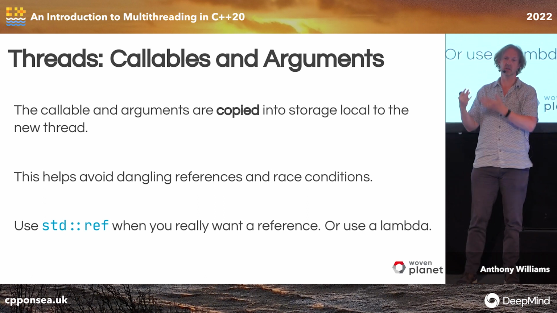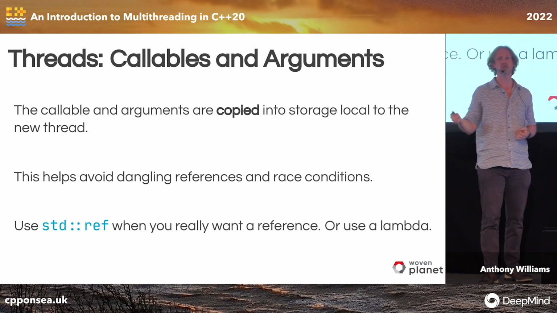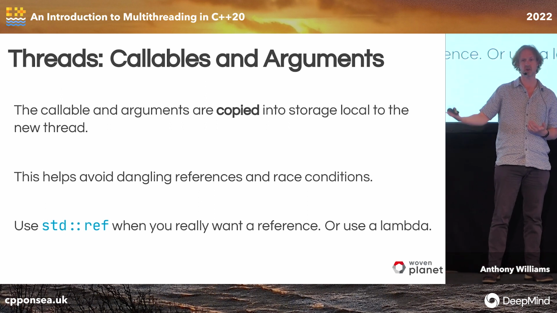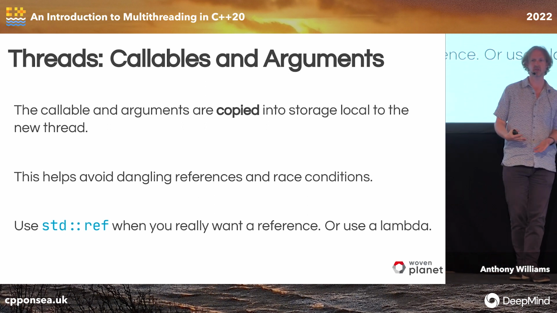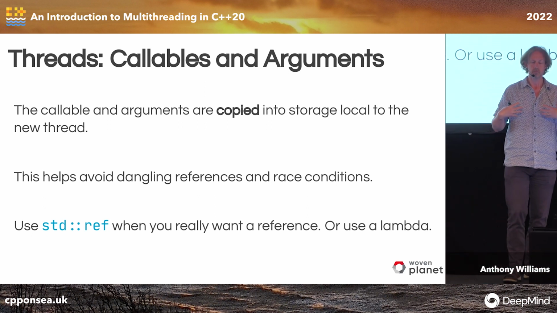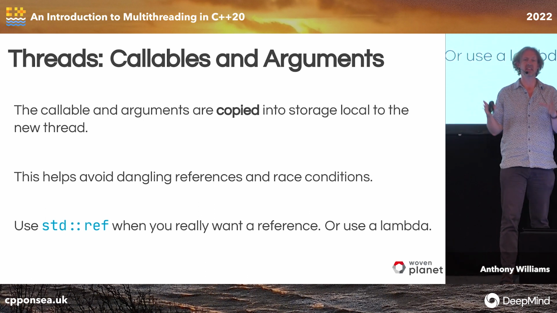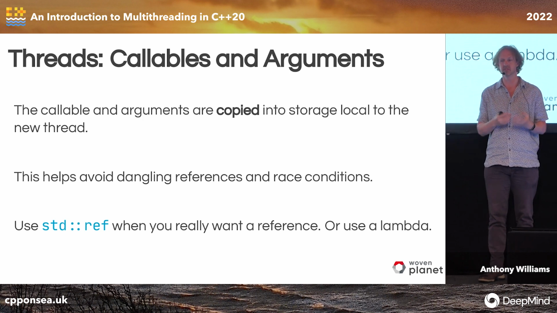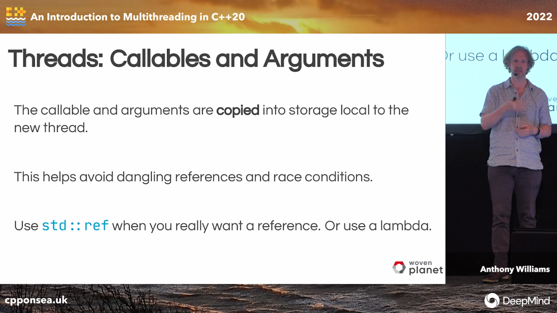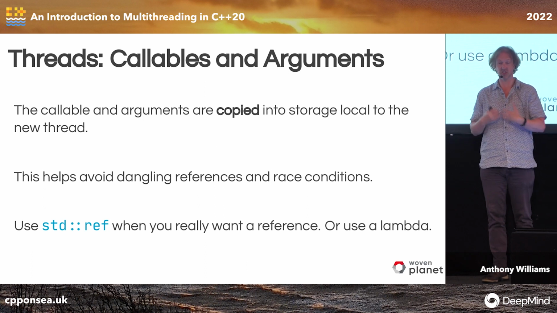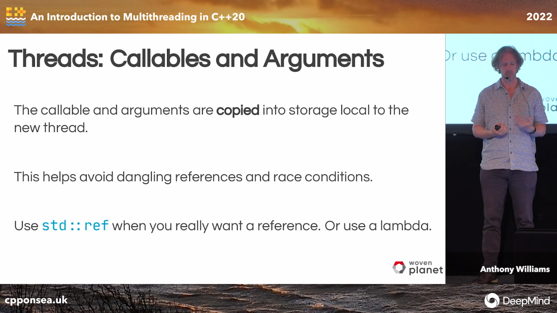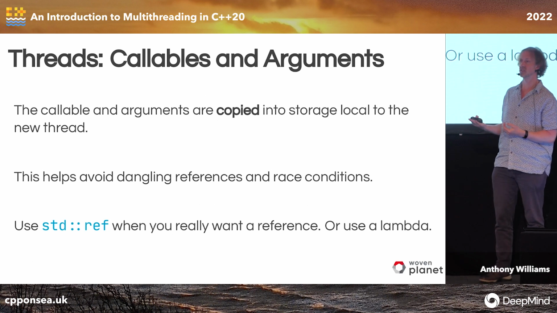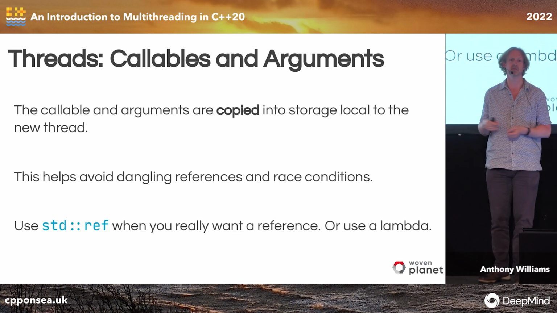It does perfect forwarding. So if you call std::move on a movable thing and pass the rvalue reference as the argument, then it will move it into the internal storage rather than copying. But we are taking that copy, and this saves us from worrying about dangling pointers and dangling references to objects that are local to the function that started the thread, and therefore saves us from race conditions.